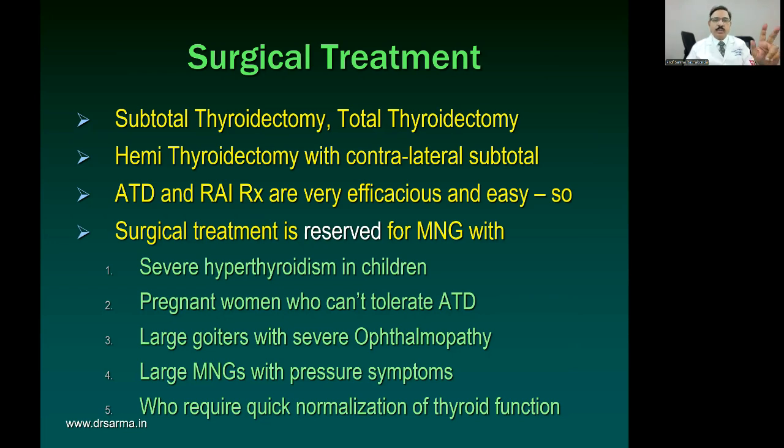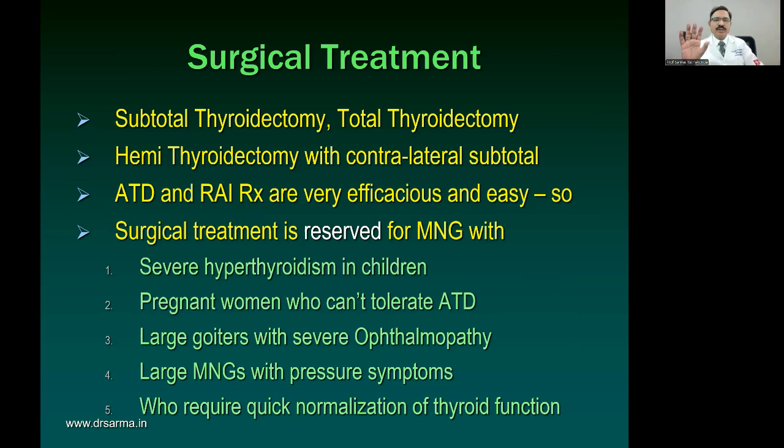If at all I give ATD, only propylthiouracil I will give. Surgery is for large goiters with severe ophthalmopathy, large MNGs with tracheal compression, dyspnea and pressure symptoms, and those who require quick normalization of thyroid function. Suppose the patient has ischemic heart disease. The excess thyroxine throws a lot of stress on the heart, so we quickly have to bring him to normal thyroid function, so that the heart ischemia can be saved. It's like doing a treadmill test. With hyperthyroidism, heart rate is 130, 140, meaning he's on the treadmill every moment, so you have to bring it down very quickly.